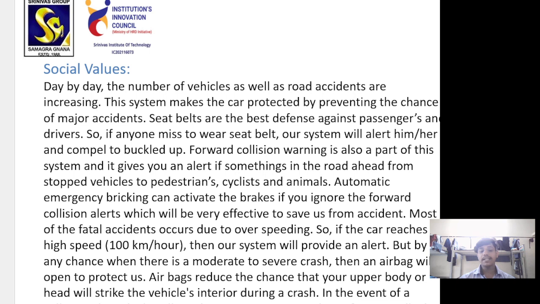So if the car reaches a speed higher than 100 km per hour, then our system will provide an alert. But by any chance, when there is a moderate to severe crash, our airbag will protect us. The airbag reduces the chance that your upper body or head will strike the vehicle interior during a crash. In the event of a collision, the vehicle will make an automatic crash notification call. This is how you will make your journey secure with this system.